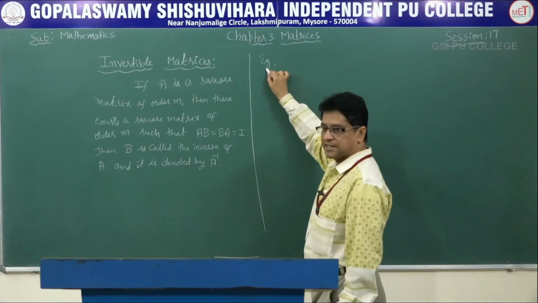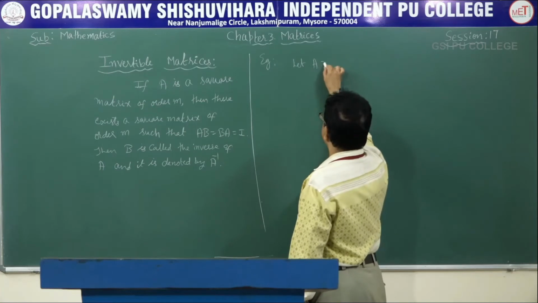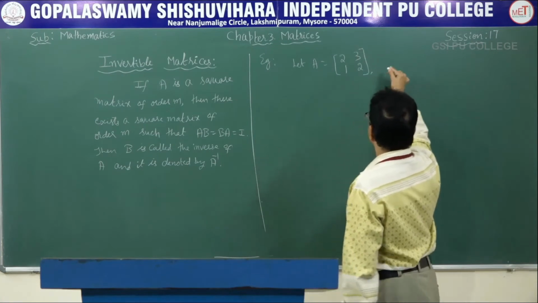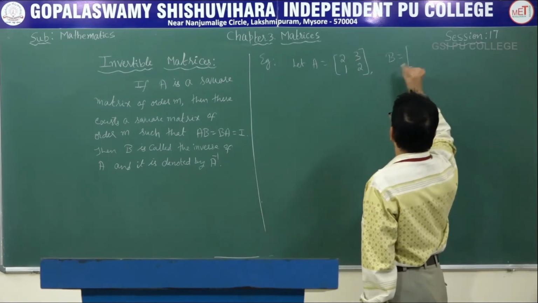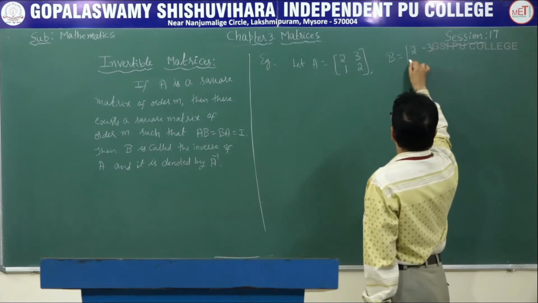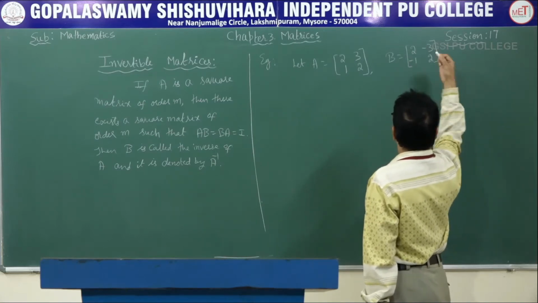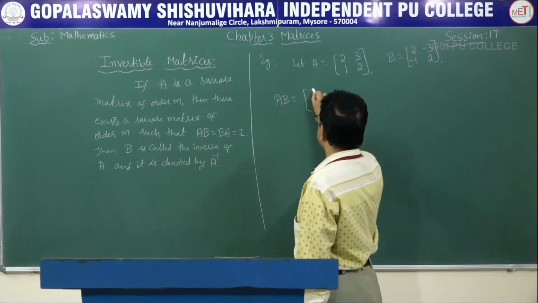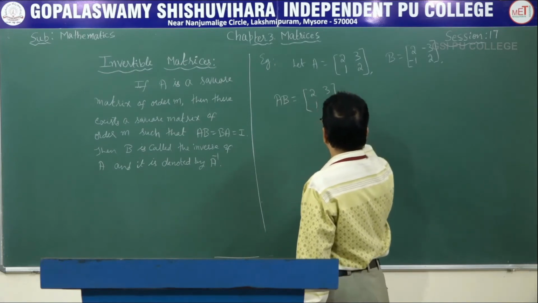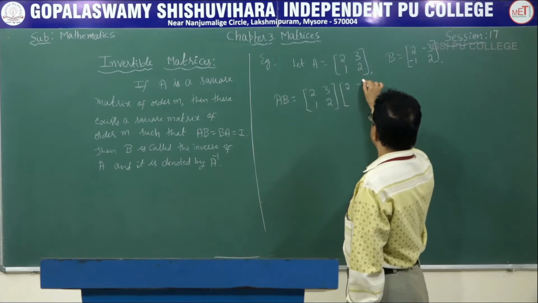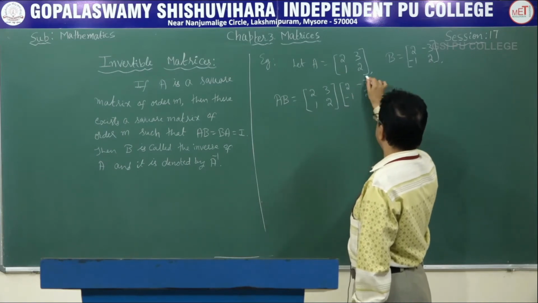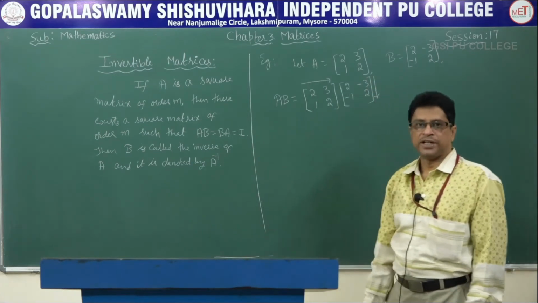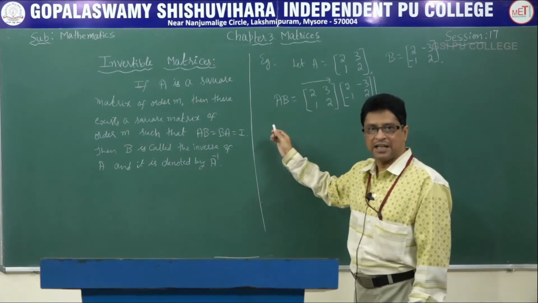So let us consider an example. Let A equals [2, 3; 1, 2], B equals [2, minus 3; minus 1, 2]. So let us find AB. So AB equals [2, 3; 1, 2] into [2, minus 3; minus 1, 2]. That is row into column operation. That is, we are finding the product AB.